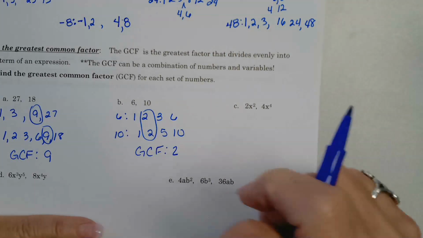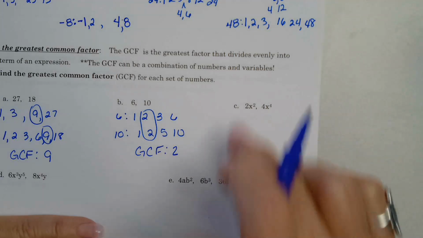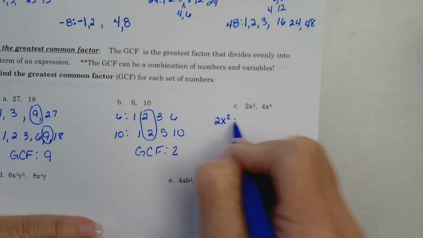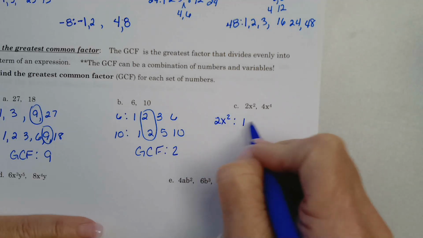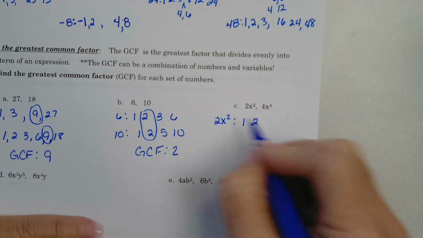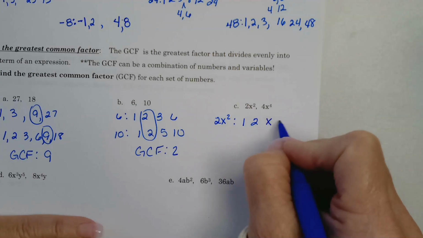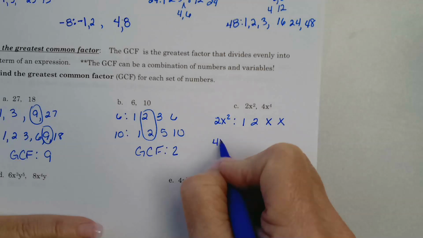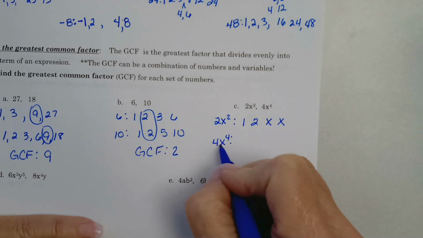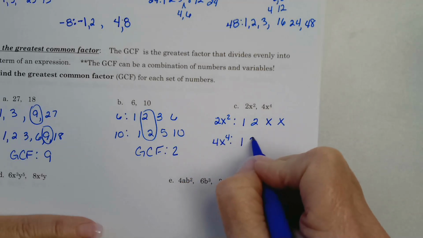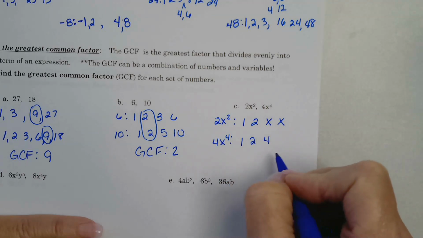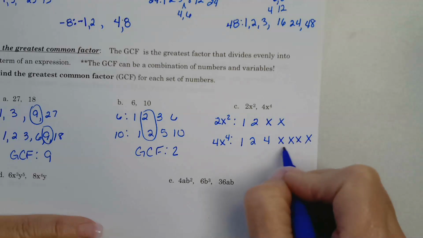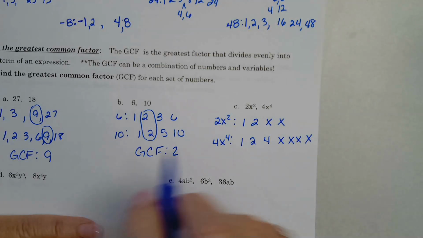Okay, let's look at C. We've got variables now. So I'm going to list this out. My 2x squared. My factors for 2 are just 1 and 2. My factors for x squared are 2 x's. 4x to the 4th, my factors for 4 are 1, 2, and 4. My factors for x to the 4th are 4 x's. 4 x's get multiplied to get x to the 4th.